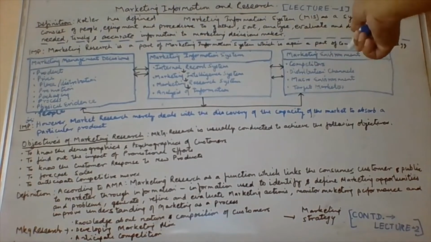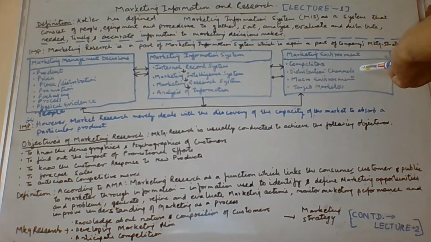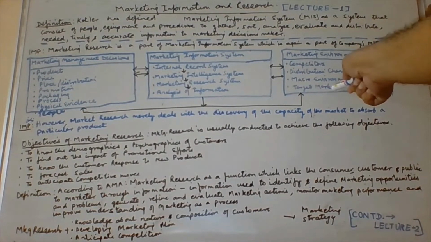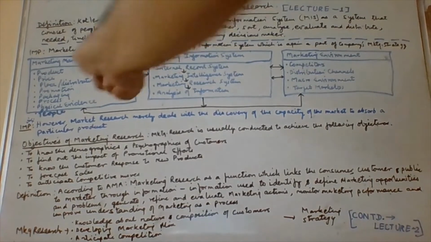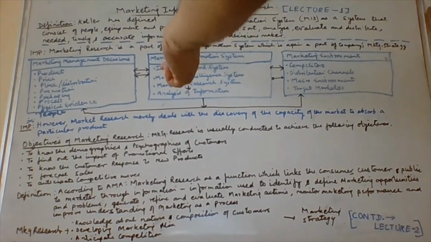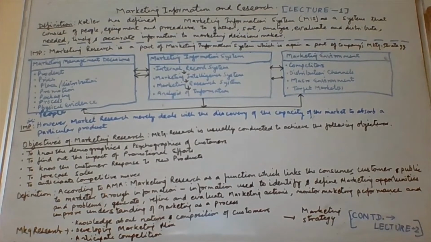And when we talk about the marketing environment, it includes the competitors and the distribution channels, that is the channel members: retailers, wholesalers, and agents. Then the macro environment, the economic, technical, and socio-cultural aspects, and so on, and the target markets for whom the product is being made. So these are all interacting, and for this it requires an information system pertaining to the marketing area, and therefore it is called the marketing information system.